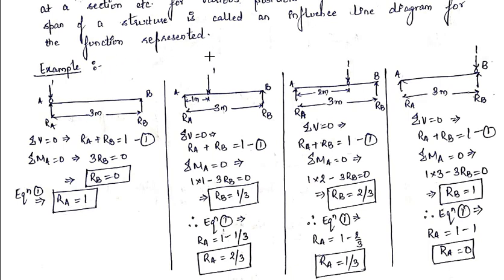Now let us consider the second case in which the rolling load has reached a distance of 1 meter from A support. For this condition, again find out the values of Ra and Rb by using equilibrium equations. Summation of all the vertical forces is equal to 0. So total upward force is equal to total downward force, that is Ra plus Rb equals 1. Now take the summation of bending moment about A equal to 0.